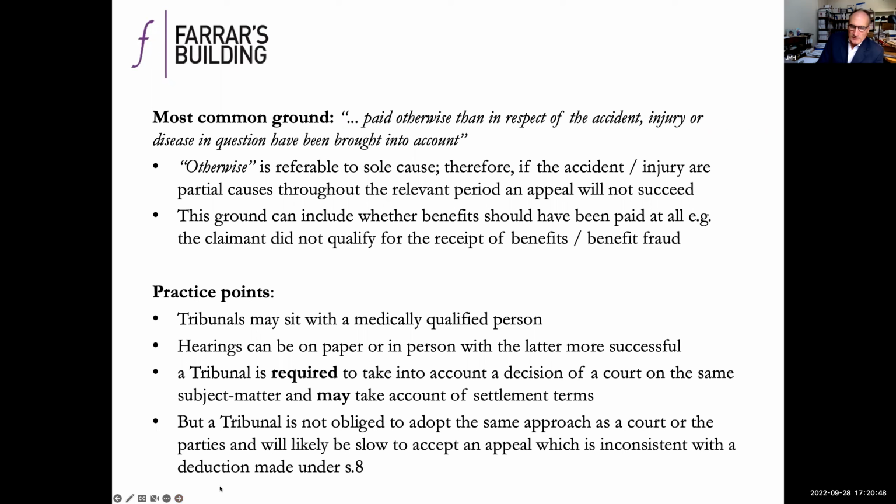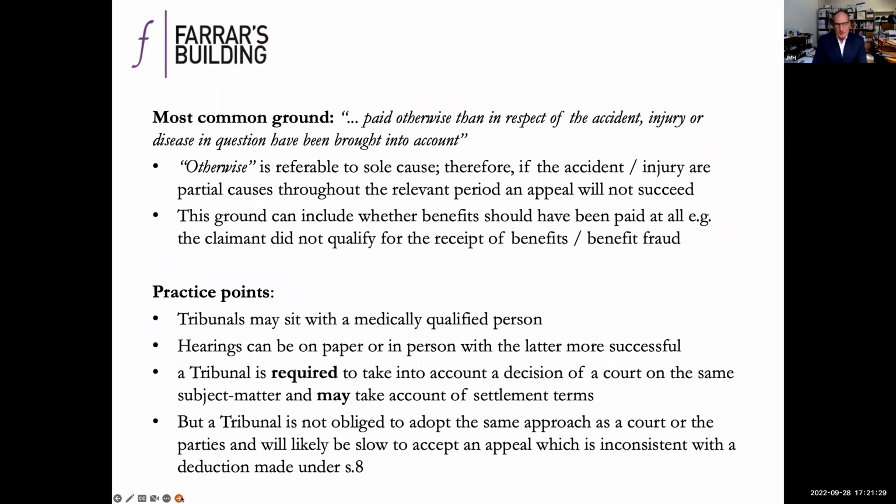And it may take into account settlement terms, but no doubt the tribunals will always be somewhat aware that the parties might have sought to massage the case into a certain position, which in actual fact sought to deprive the DWP of their recovery and to benefit the parties, very much in their interests and not in the CRU's interests. So the tribunal will be careful about settlement terms, but nonetheless, if they're properly and clearly drafted, they may well be persuasive to the tribunal.